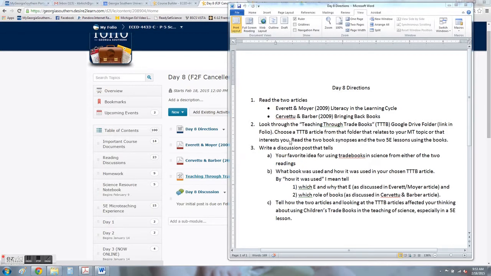And then, because they all work the same way, I would like for you to read the two book synopses and the two 5E lessons using the books. What that looks like in your course is, here are the two articles I would like for you to read. Here's the link to the Google Drive file.